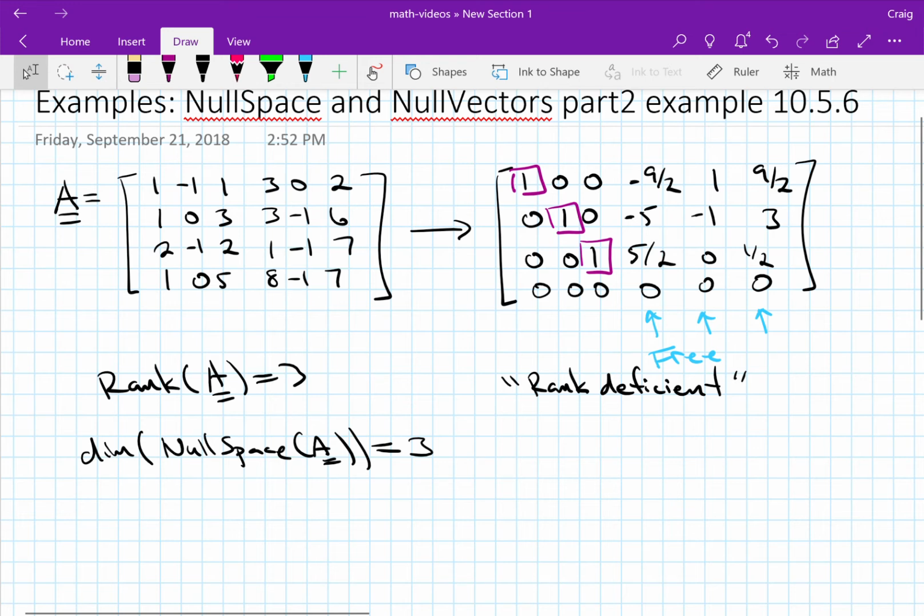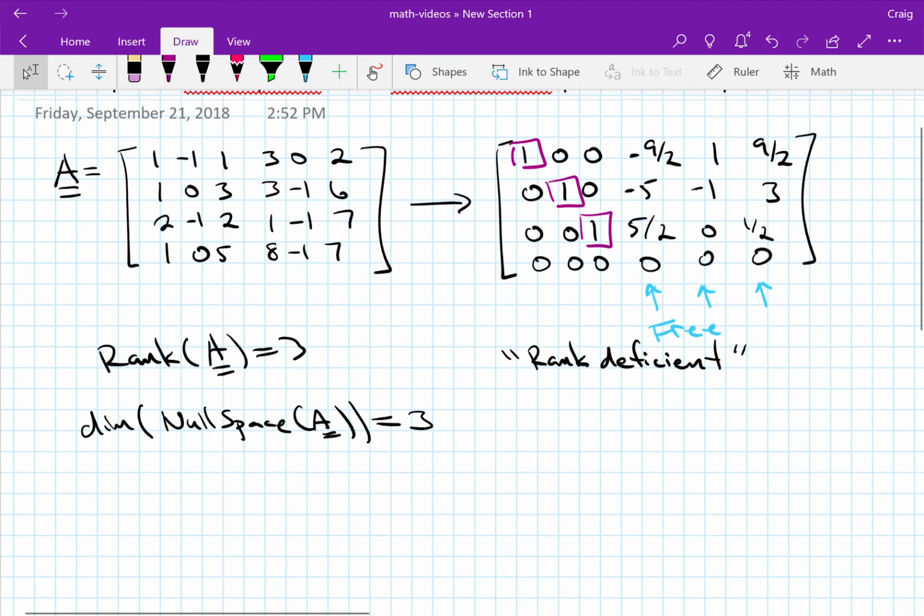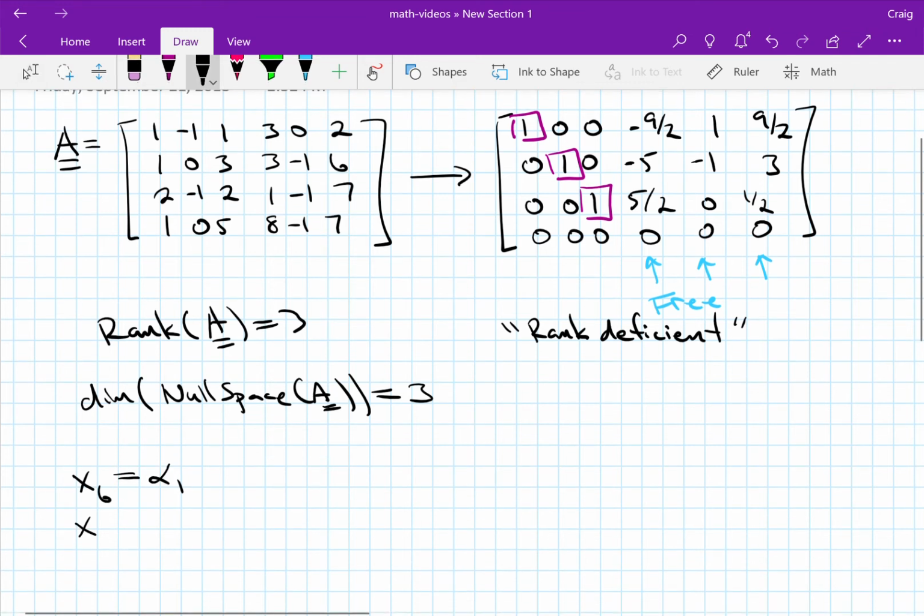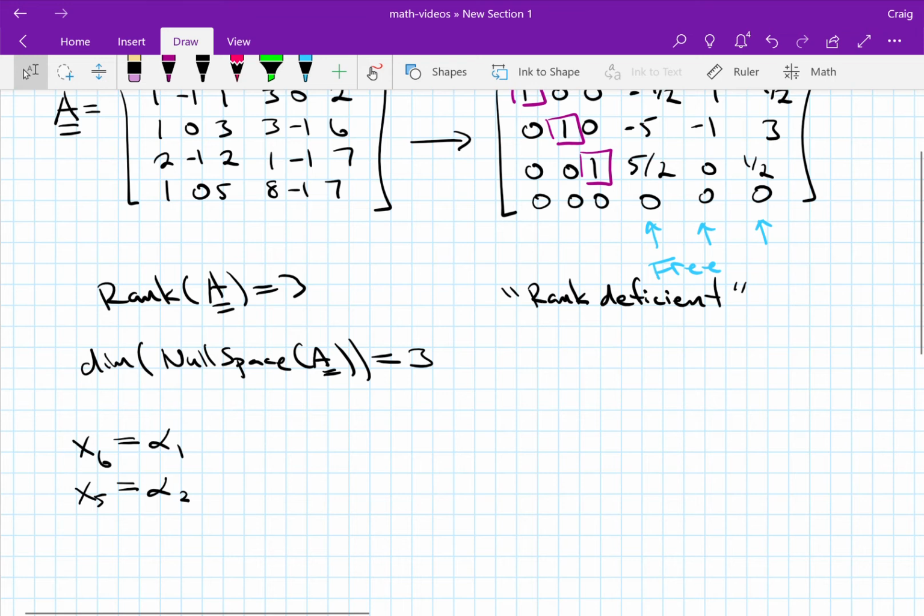Well, we just write the solution to the homogeneous equation. Let's say that x6 corresponds to a free column. Let's call it alpha 1. x5 corresponds to a free column. We'll call that alpha 2. And x4 corresponds to a free column. We'll call it alpha 3.